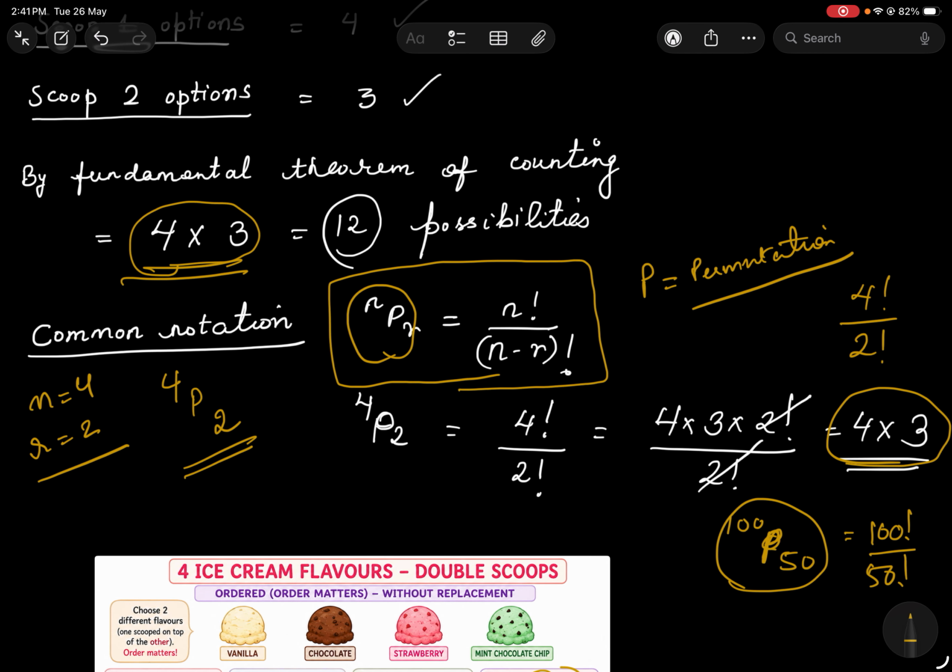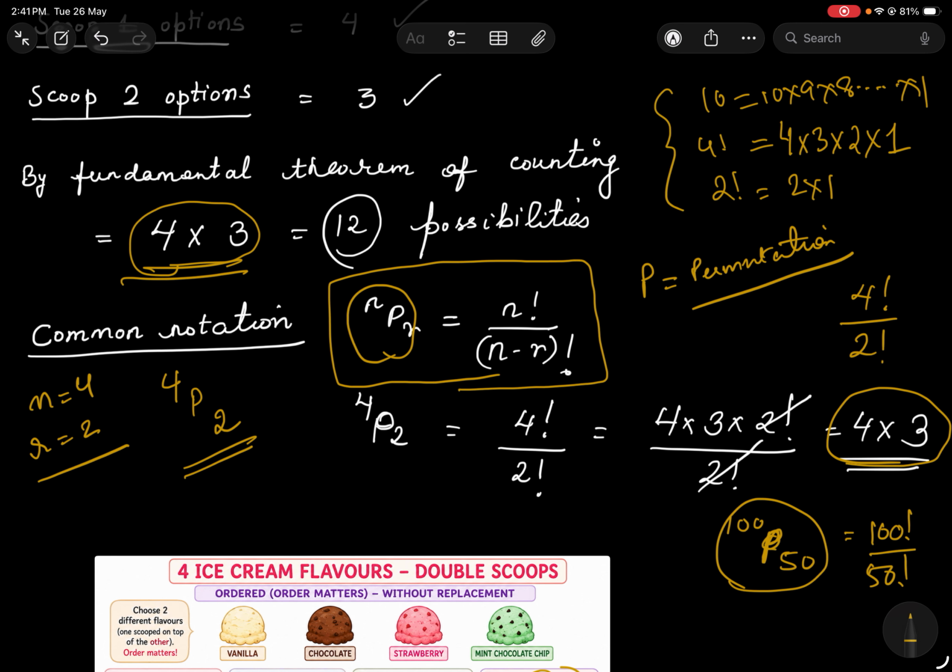For those who don't know what factorial means, it basically just means you go one less and keep multiplying. So 4 factorial is this, 2 factorial will be 2 into 1, 10 factorial will be 10 into 9 into 8 and so on, till 1. This is also a common notation used a lot in permutations and combinations, and the reason for that is we have a lot of multiplications going on here. You cannot keep writing down every possible multiplication that you have to solve. It's easier to write it this way.